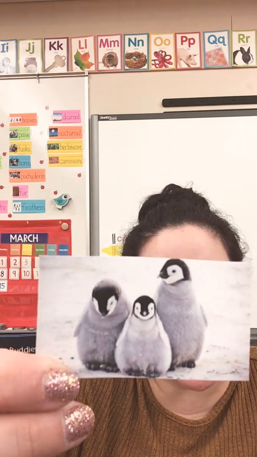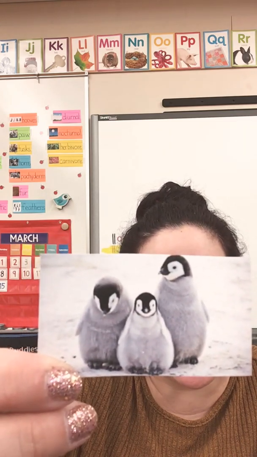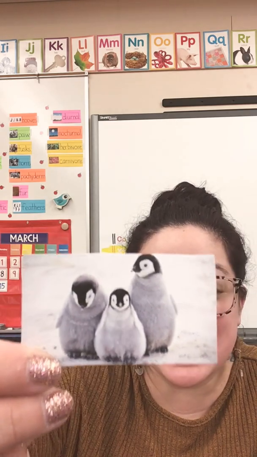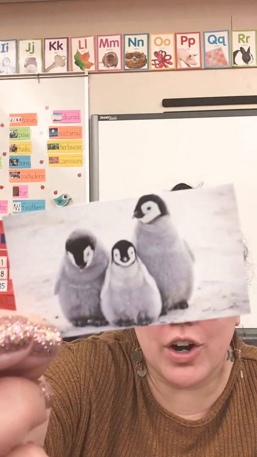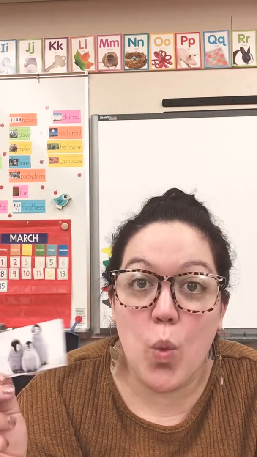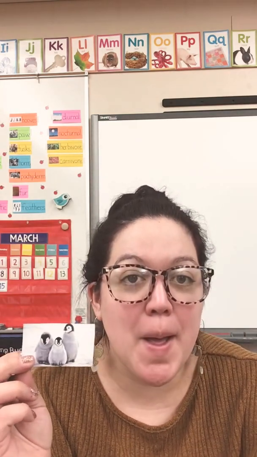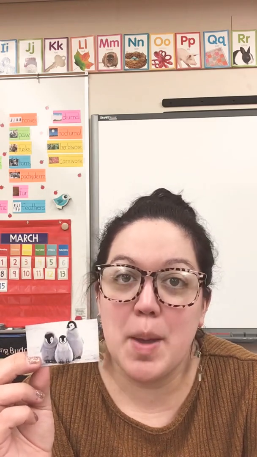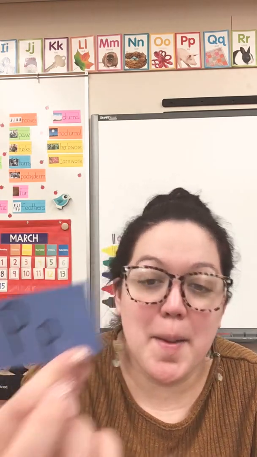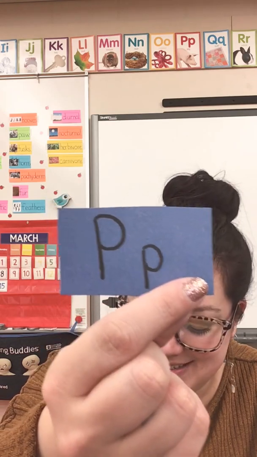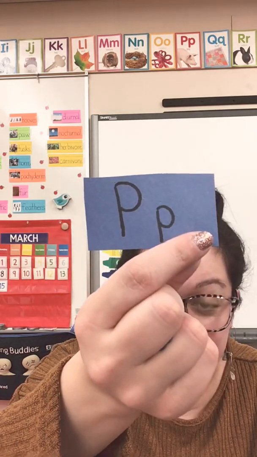Penguins. They are penguins, and penguins live in the Arctic, where it's very, very cold and snowy and icy. That's why they have all this fur on them to keep them warm. So these are penguins. What letter does penguin start with? P? Penguins. So go look for your P on your board.